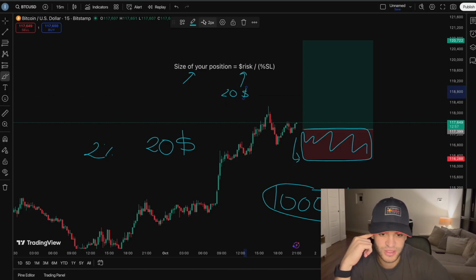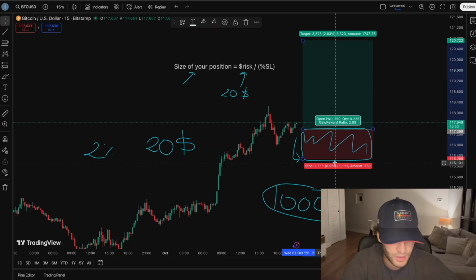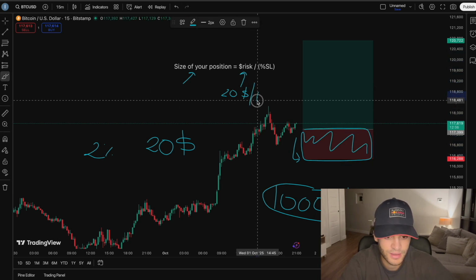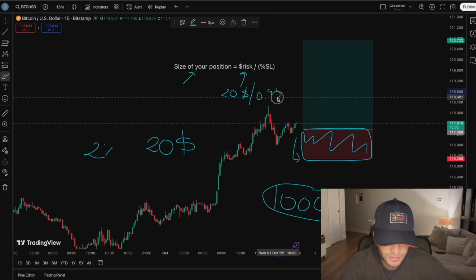And then in order to check the percentage of your stop loss, once you have decided your trade, it will tell you right here. You can see this is at 0.95%, which means that we will divide $20 by 0.95%.